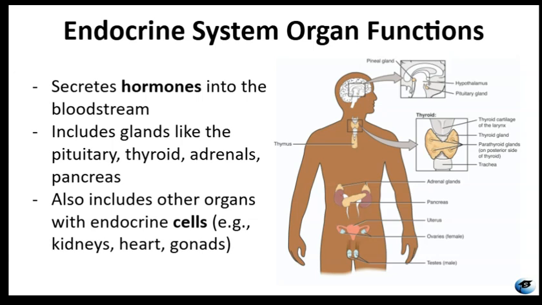This system includes major endocrine glands such as the pituitary gland, often referred to as the master gland, as well as the thyroid, adrenal glands, and pancreas. All of these organs produce specific hormones that regulate vital processes like metabolism, growth, stress response, and blood sugar balance. In addition to these dedicated glands, the endocrine system also includes other organs that contain endocrine cells, such as the kidneys, heart, and gonads. These organs primarily serve other functions, but they also release hormones that play important roles in blood pressure regulation, reproductive function, and more.